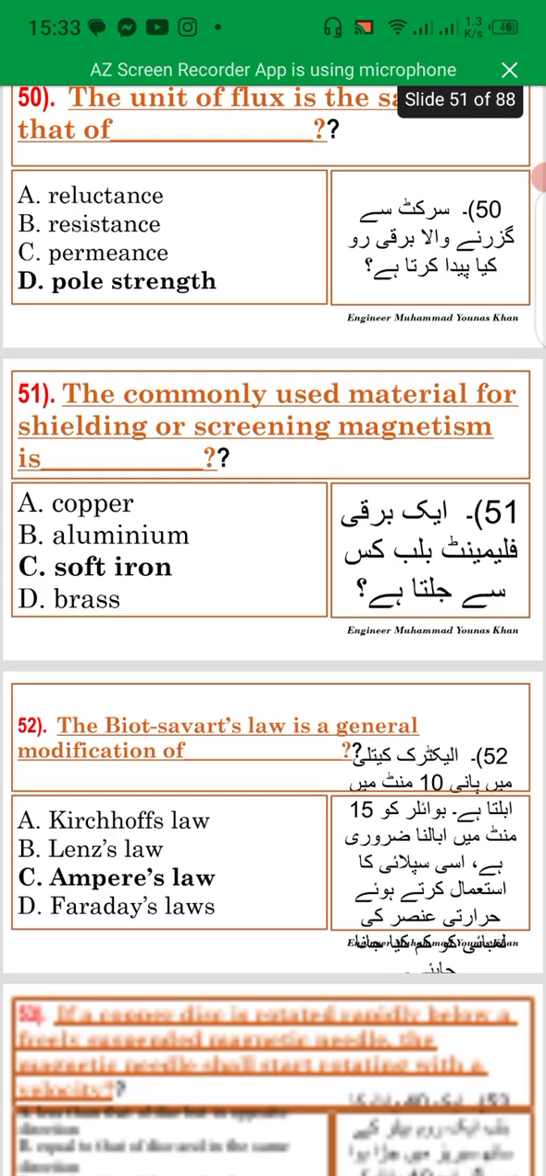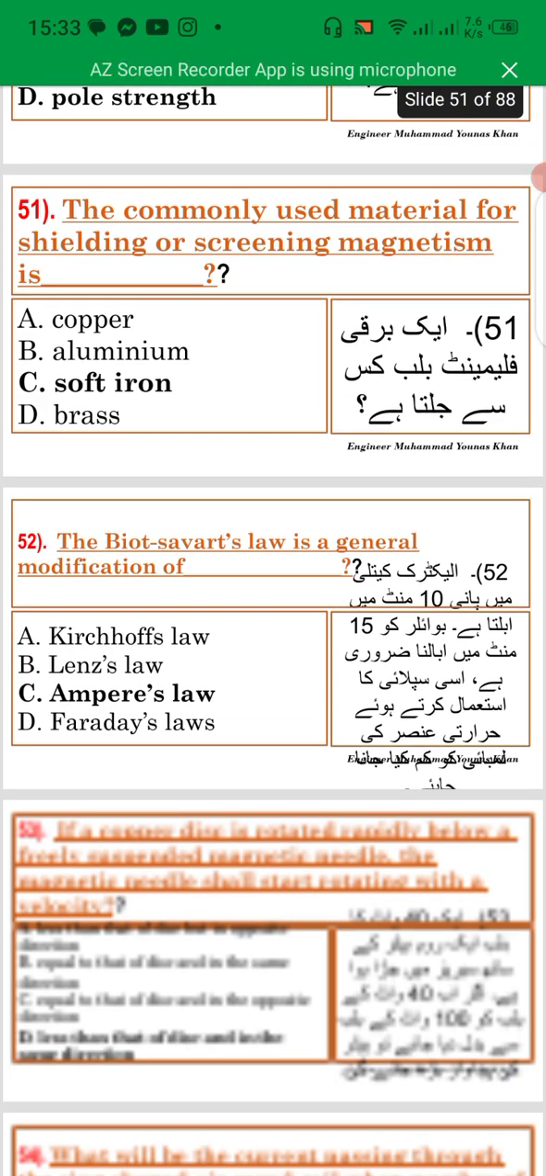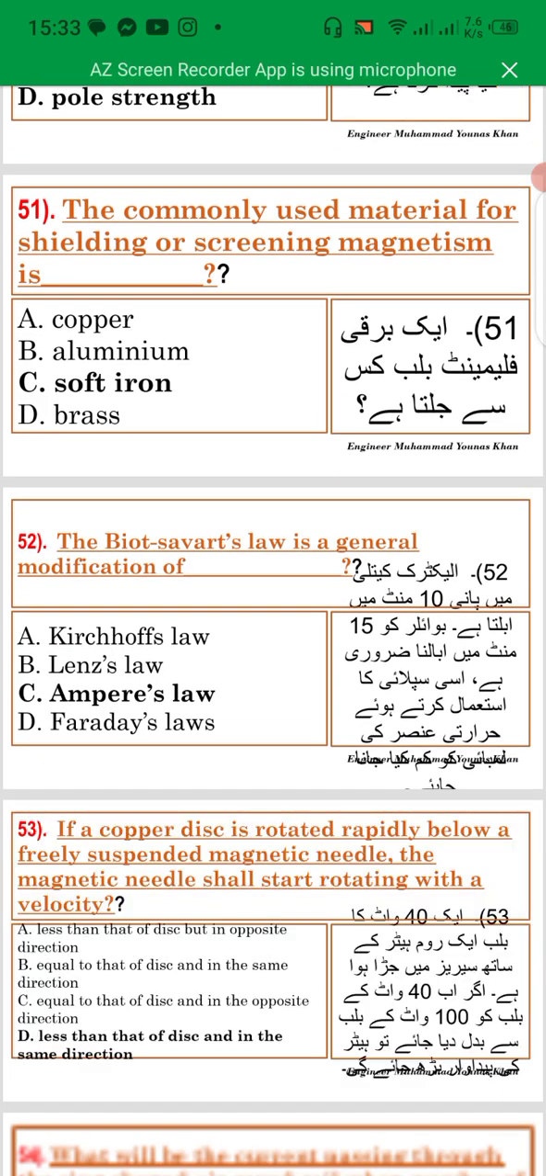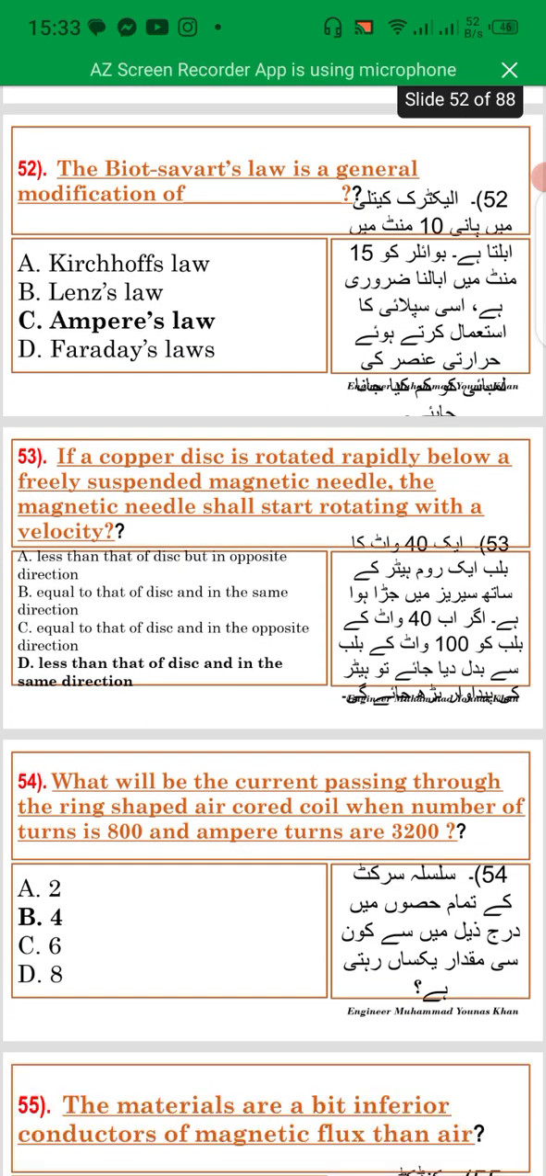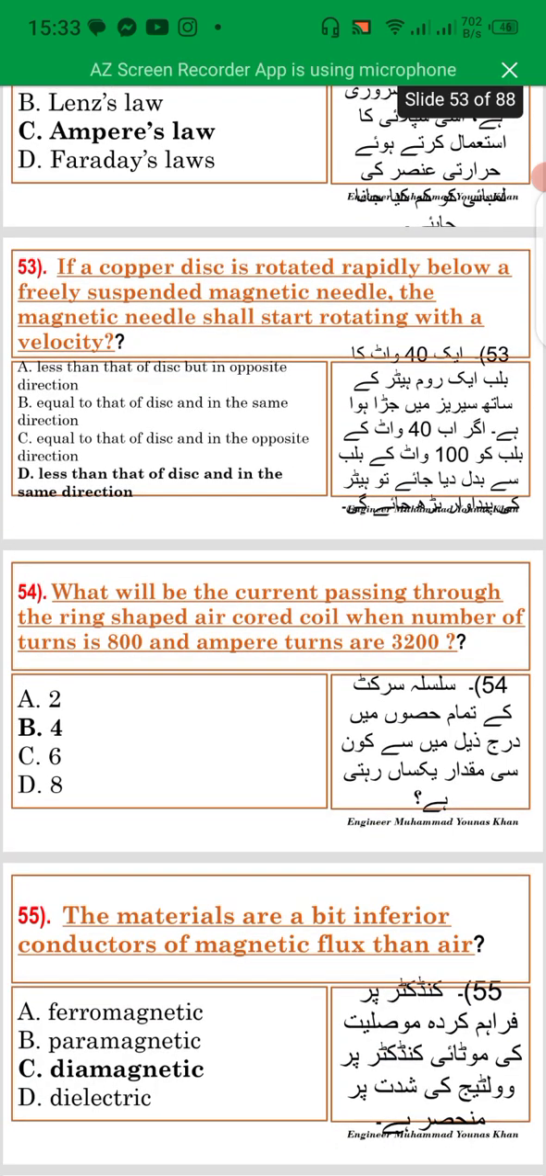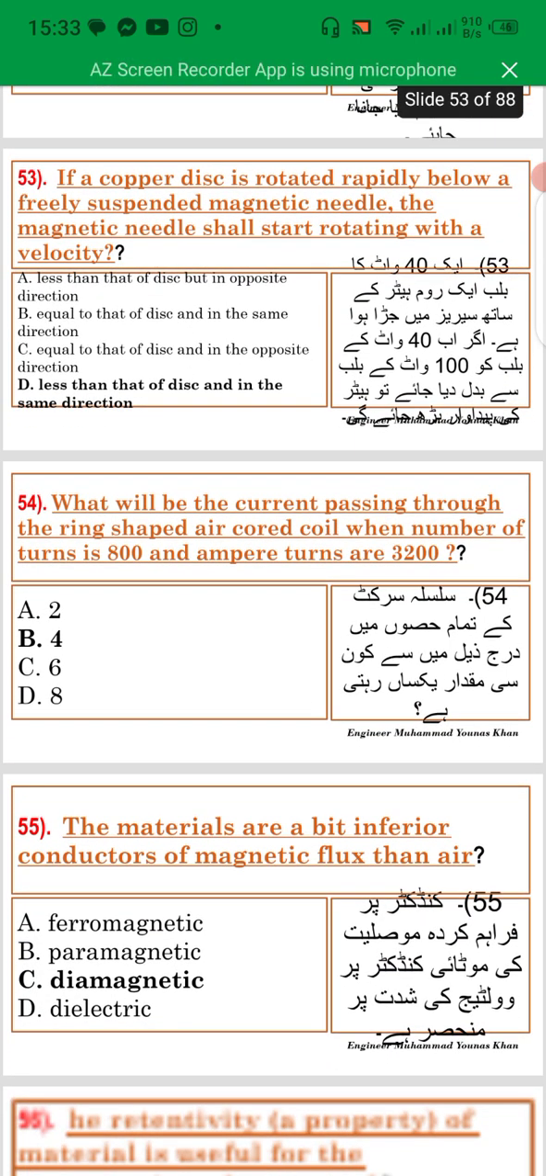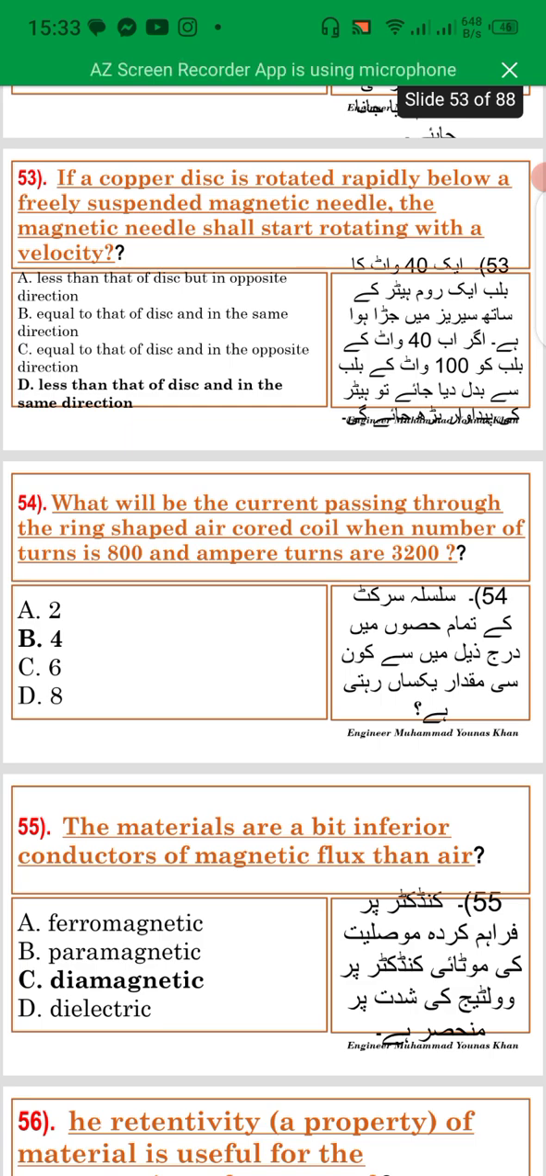The commonly used material for shielding or screening magnetism is soft iron. The Biot-Savart's law is a general modification of Ampere's law. If a copper disc is rotated rapidly below a freely suspended magnetic needle, the magnetic needle shall start rotating with velocity less than that of disc and in the same direction.